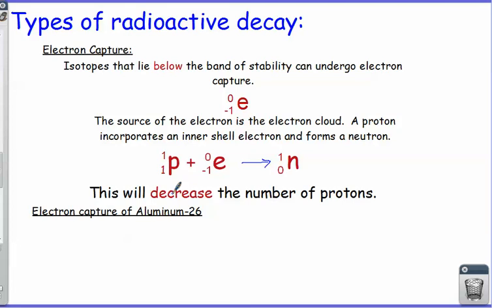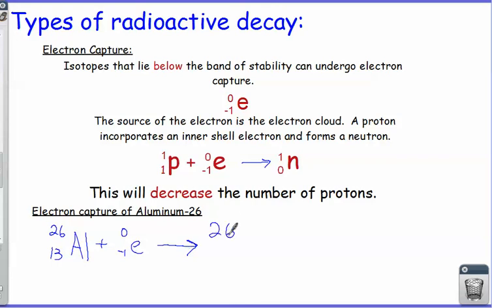It depends on what the charge of the nucleus is, and there's also an element of chance here. So we have aluminum-26, which has an atomic number of 13. Oops, I got ahead of myself there. We're going to have an electron that falls from the electron cloud. So it's just a regular old electron. And what that will do is change the identity.